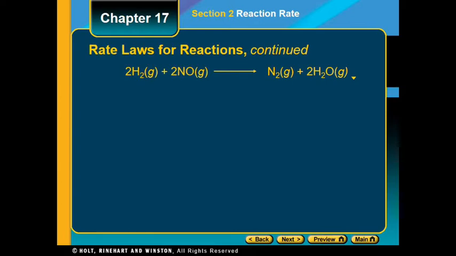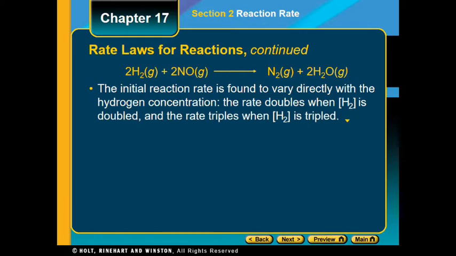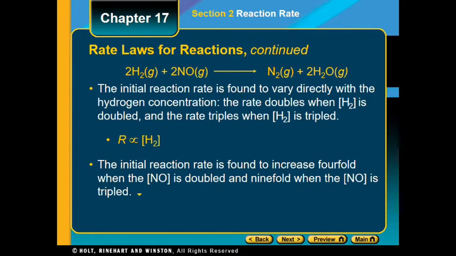In this example right here, we have hydrogen and nitrogen monoxide reacting to give nitrogen gas and water, or steam. It's in the gas phase, and the initial reaction rate is found to vary directly with the hydrogen concentration, because you can see based on our coefficients that the rate doubles when hydrogen is doubled, but it triples whenever hydrogen is tripled. And we are looking at your coefficients out front for that. So the rate is proportional to your hydrogen concentration.